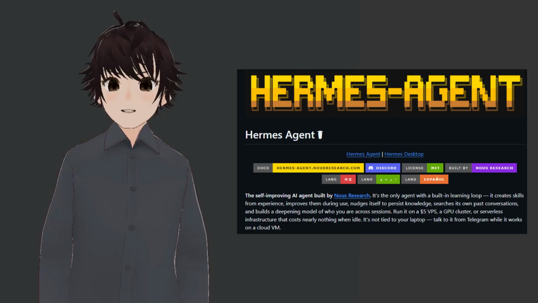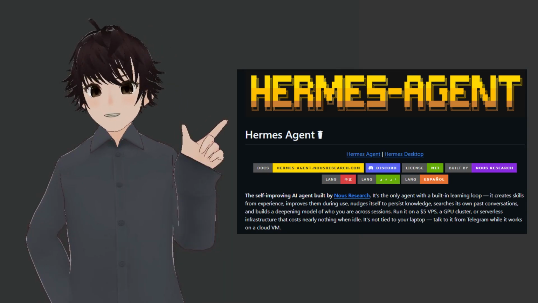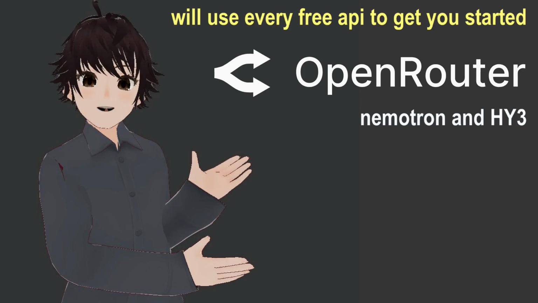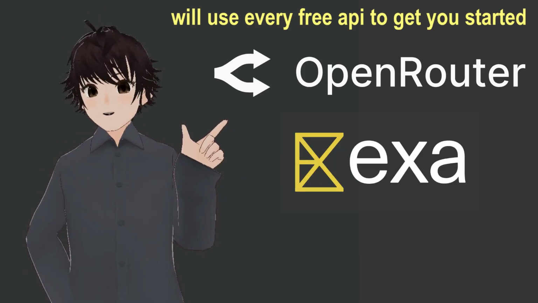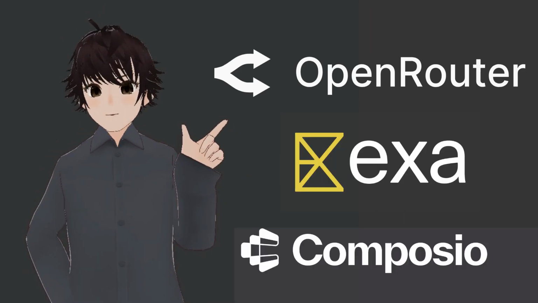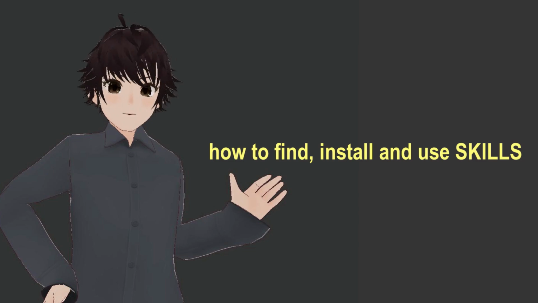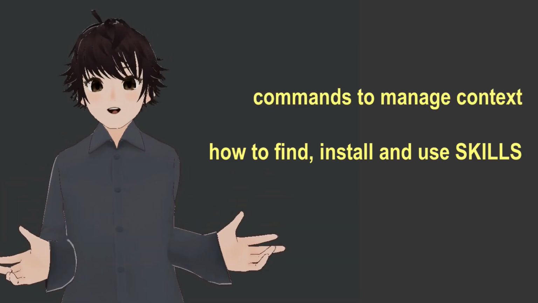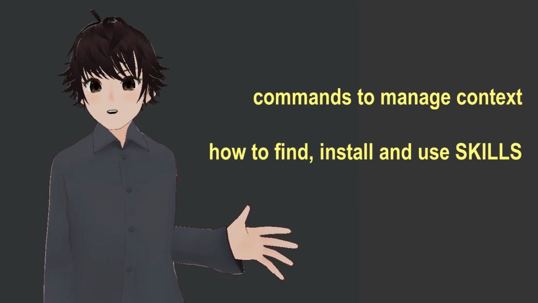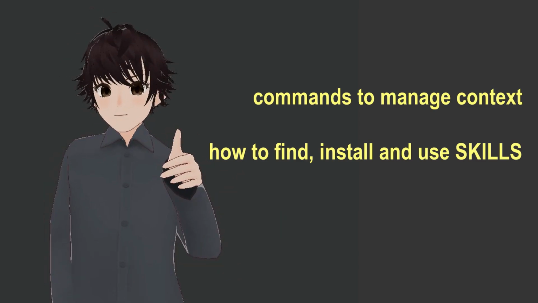You will have a complete understanding of how to use the Hermes agent after watching this video. We will be using free models, an AI search API, and testing free MCP servers. We will also learn how to find, install, and use skills, and how to effectively manage your context window so your token usage and bills remain low without compromising on quality.